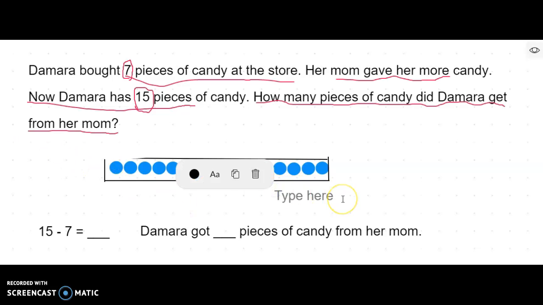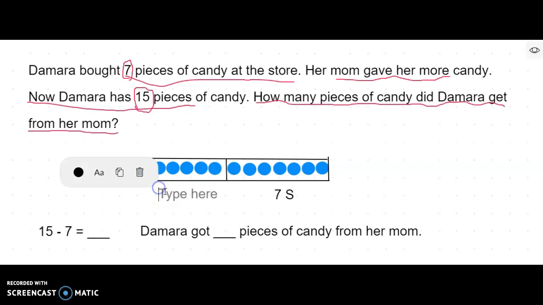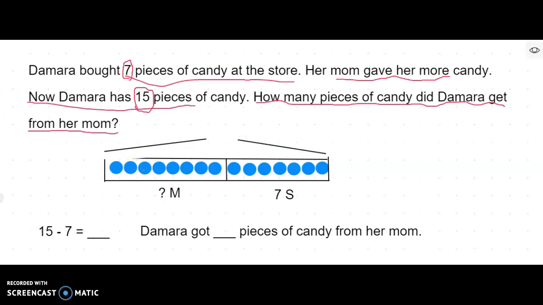So these are the 7 Damara bought at the store. So I'm going to put a 7 and then an S for store. And then I'm going to put a question mark here because I don't know. But I know these are the ones she got from her mom. So I'm going to put an M for mom. And I know my whole is going to be 15 because she has 15 now.